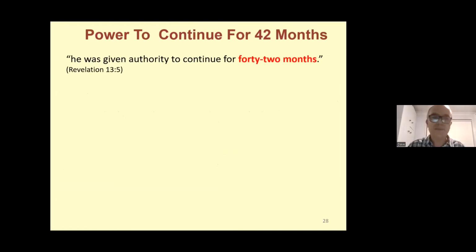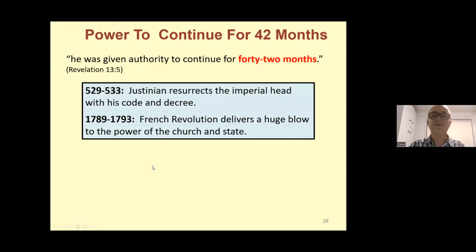Now, it says there that this power had authority to continue for 42 months. Or, as we would know, if you did the maths there, that would equate to 1,260 days. And 1,260 days, following the day for a year principle, is 1,260 years. And we can apply that to these different time periods. There's several different applications. So in 529 to 533, Justinian resurrects the imperial head with his code and decree. So you can see there, that's a time when the little horn is growing in power. The papal horn is growing.